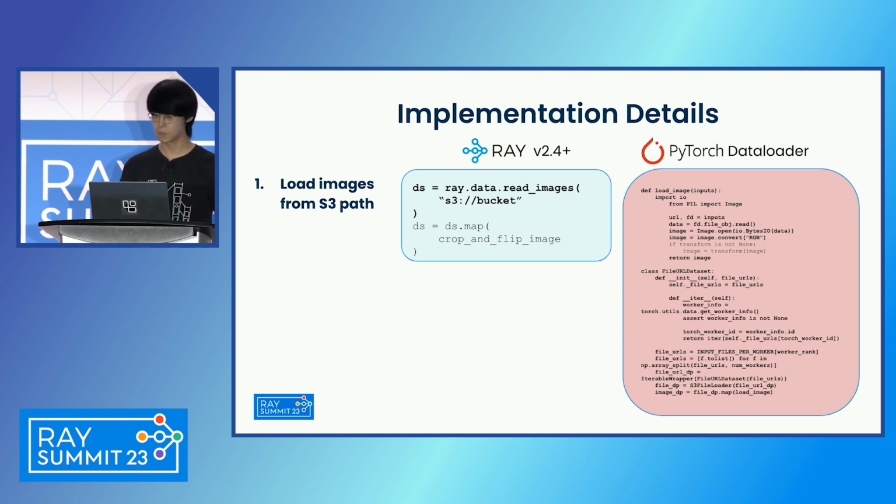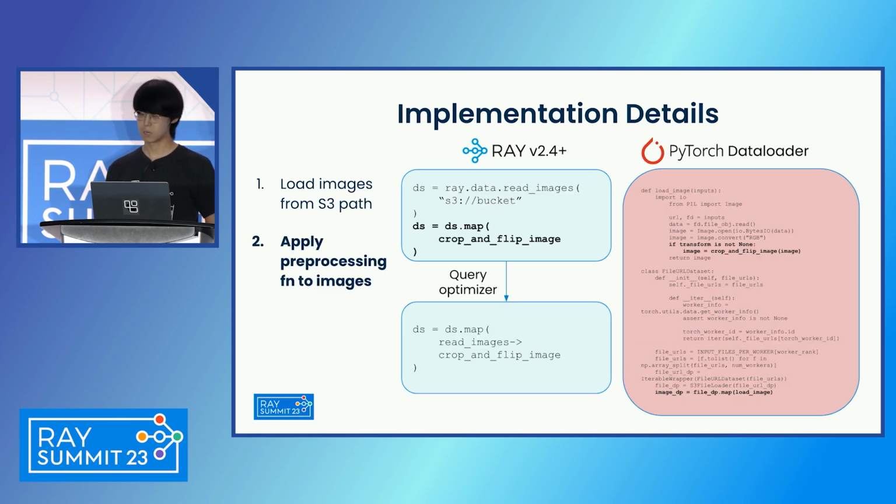So for the first step, we're going to be loading these images from S3. With array data, you can simply use the read images API and just pass it the S3 path. For PyTorch, we found that to use the built-in S3 data loader, we had to implement our own custom file loader to make things work in a distributed setting.